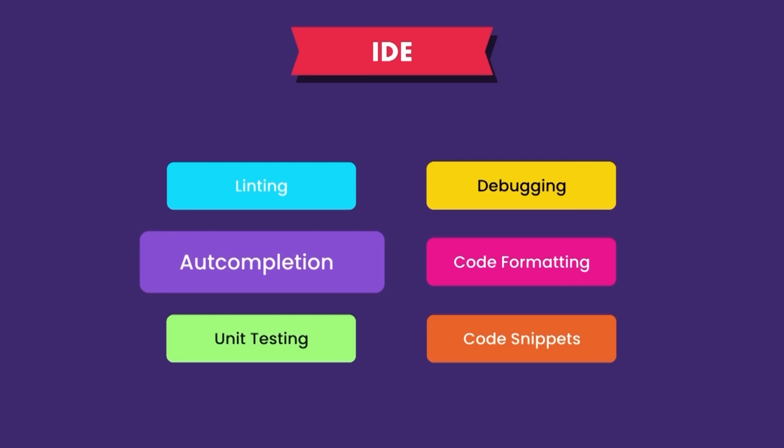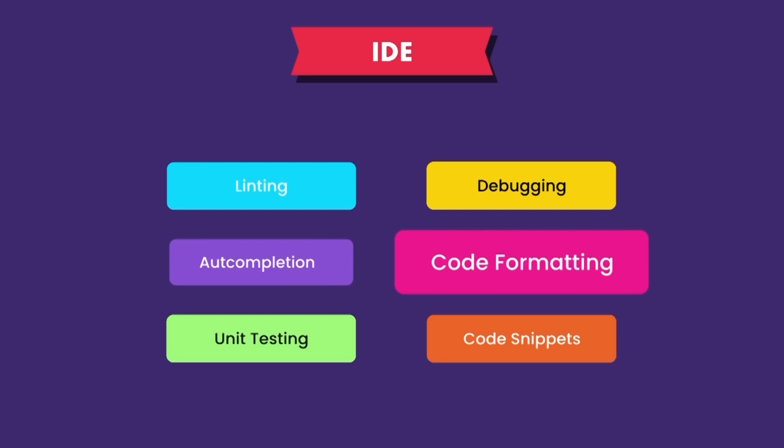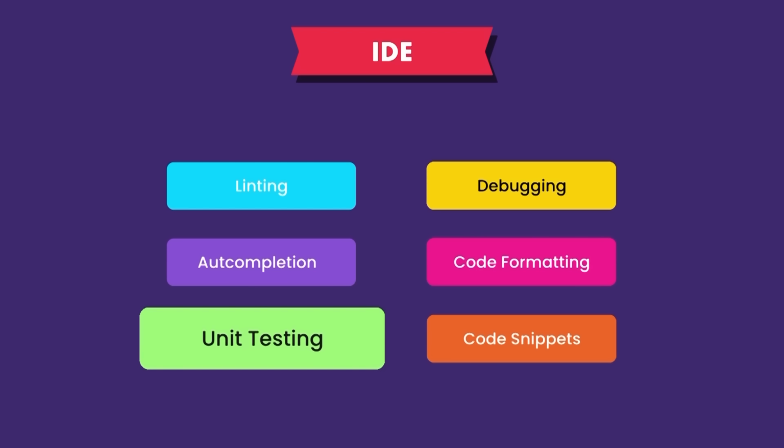We also get auto-completion, which basically helps us write code faster, so we don't have to type every character. We get code formatting, which is all about making our code clean and readable, just like how we format our articles, newspapers, books to make them clean and readable. We get unit testing, which involves writing a bunch of tests for our code. We can run these tests in an automated fashion to make sure our code is behaving correctly.